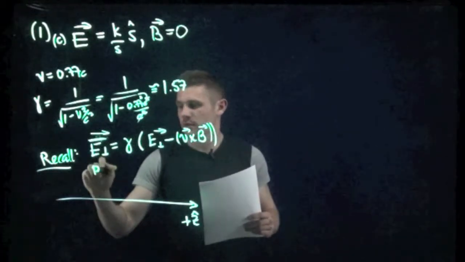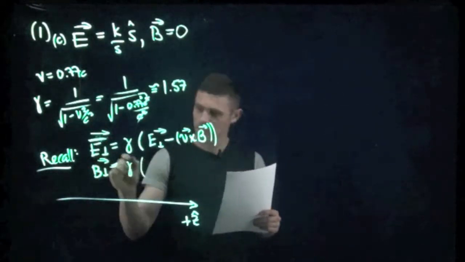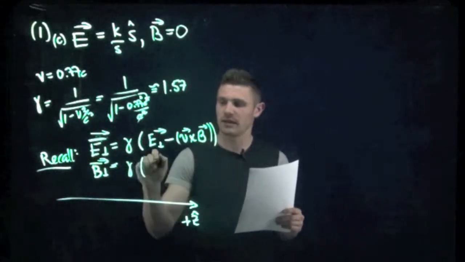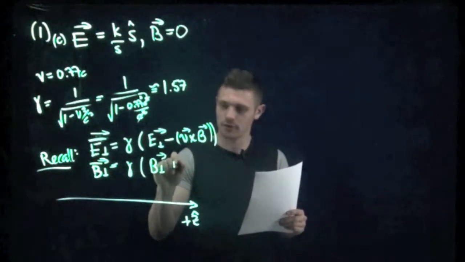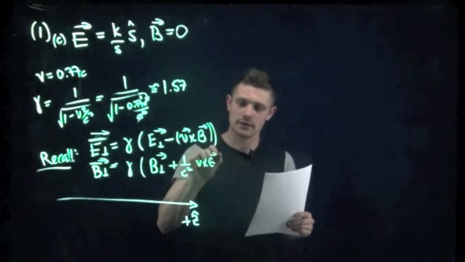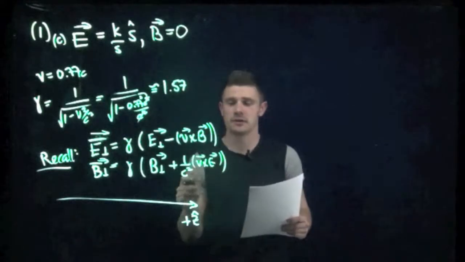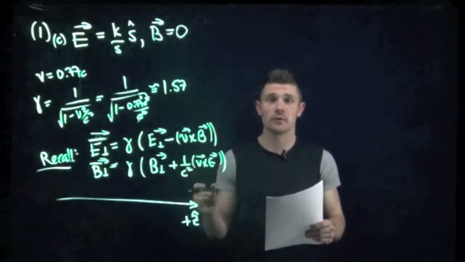And additionally, the magnetic field will have a perpendicular component given by gamma. Again, this is B bar perpendicular, given by gamma times the B field perpendicular of the stationary observer plus 1 over c squared, and then V cross E. Again, the velocity of the observer and the electric field of the initial frame. And the parallel components will be the same.